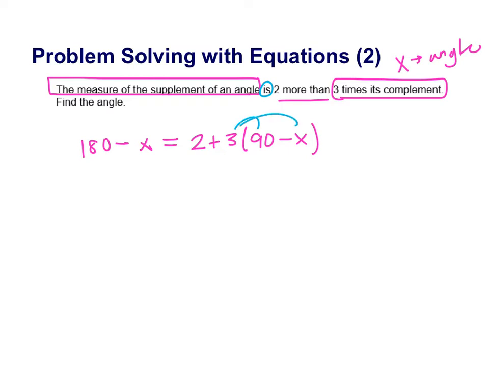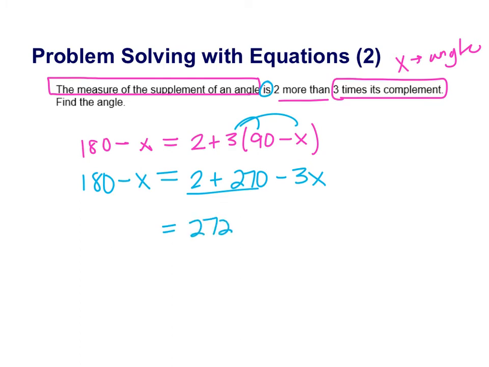Distribute first. Remember, that's always where we start. So 2 plus 3 times 90 is 270. 3 times negative x is minus 3x. And then 180 minus x equals that. Go ahead and combine like terms. You have 272 minus 3x is equal to 180 minus x.